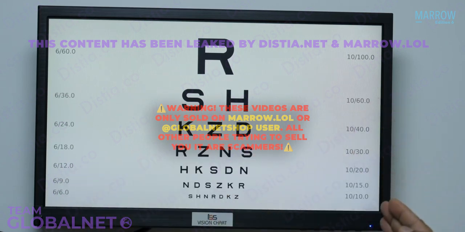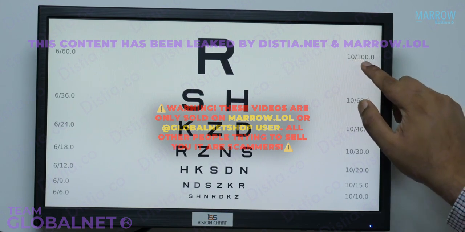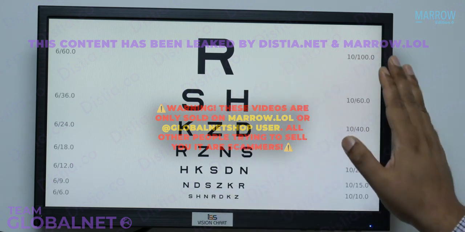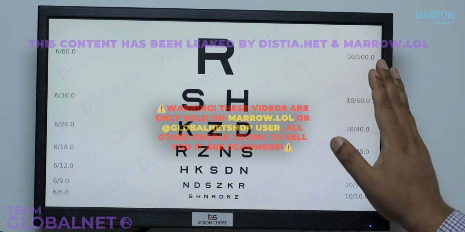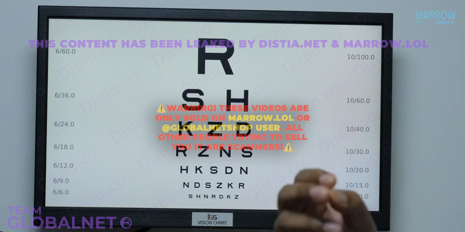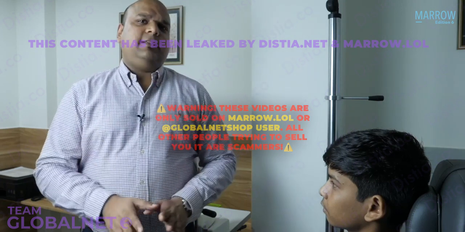If you see the right side of the screen, instead of 6 by 60, it is written 10 by 100. It is just a conversion of meters into feet and nothing else. Now we will understand how to record vision of a patient on Snellen's chart. So how do we test vision on a Snellen's chart?